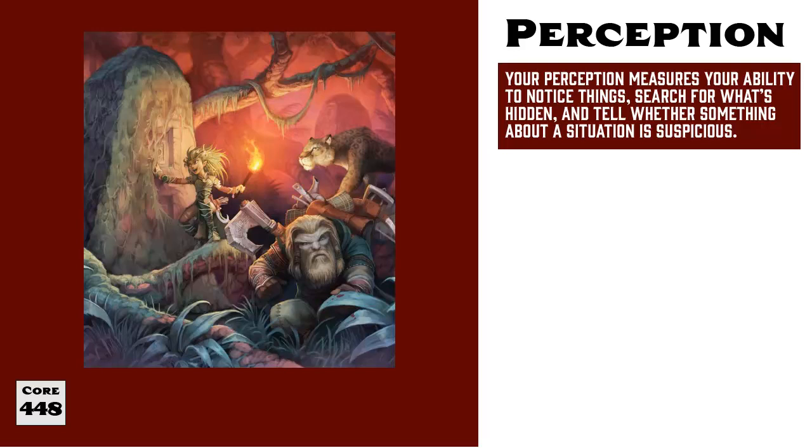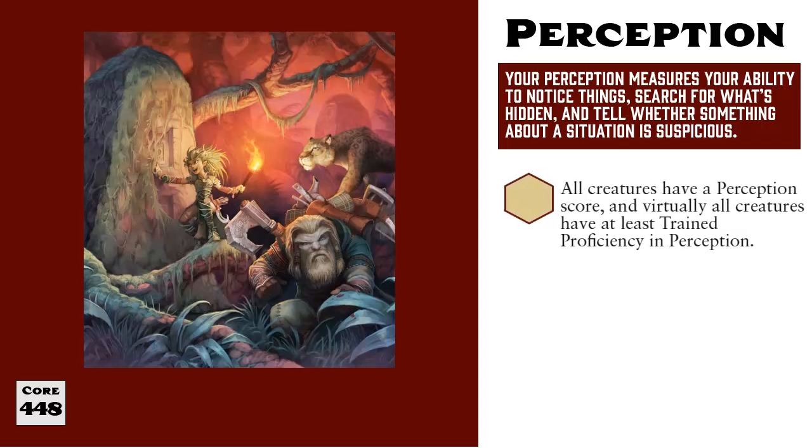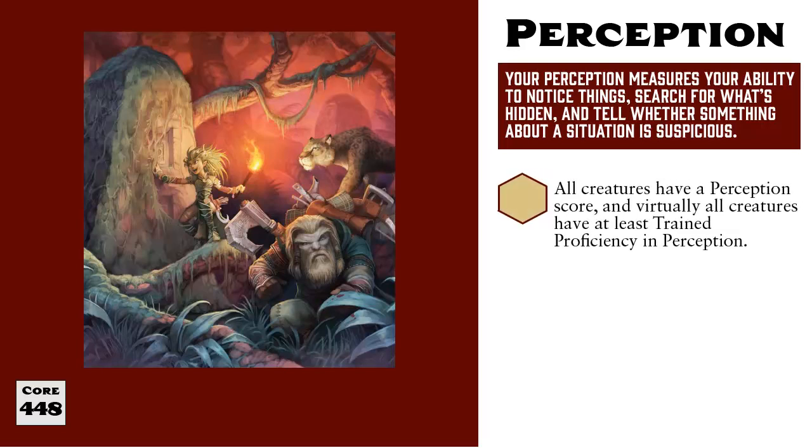Perception measures how aware a character is. It allows you to notice things, search for what's hidden, and tell whether something about a situation is suspicious. All creatures have a perception score, and almost everyone has a proficiency rank of at least trained with perception. Whenever a GM needs to test a character's ability to notice something, they will call for a perception check. As with other checks, this is a D20 roll that's modified by applicable bonuses and penalties.